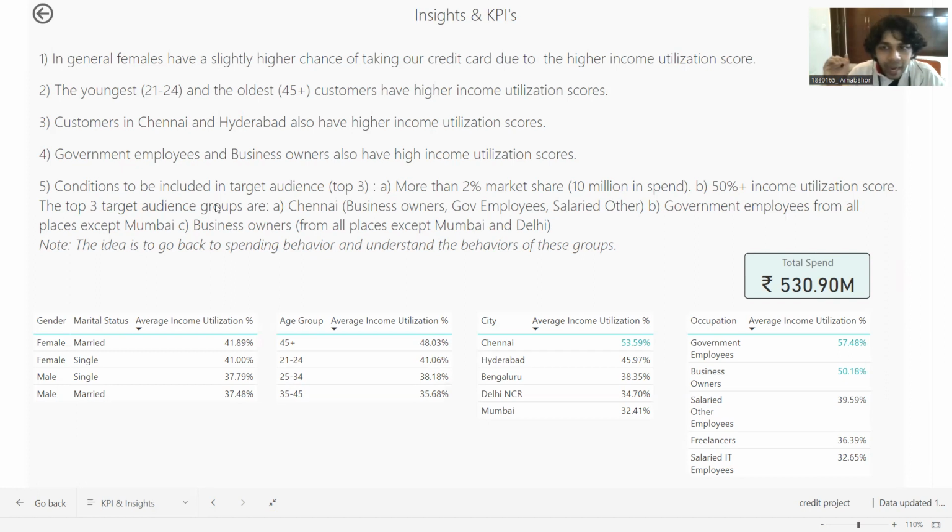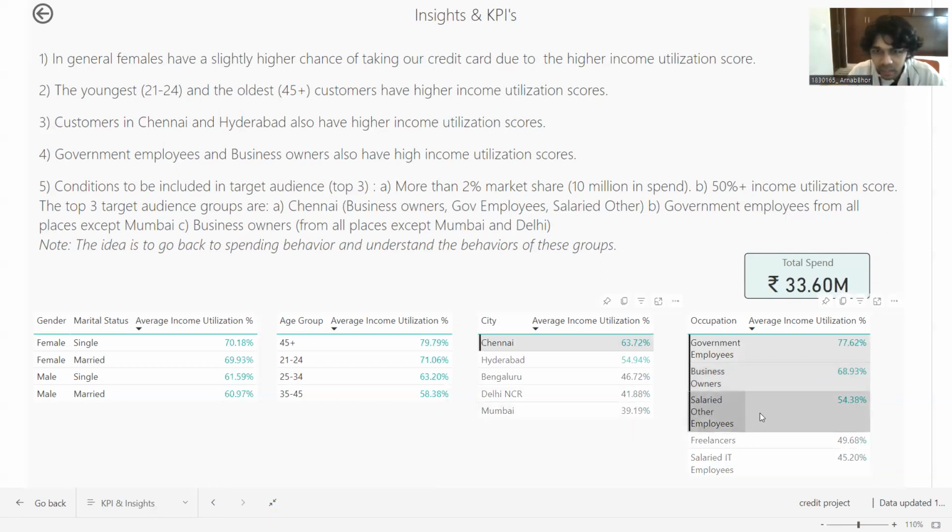Right. So according to that, my top three are, first, people belonging to Chennai who are either business owners, government employees, or other salaried employees. If I click here, you can see that these three, government employees, business owner, and other salaried, have the highest income utilization scores. When I filter as per Chennai, government employees, business owner, and salaried other employees, you can very clearly see that everything becomes green in the other categories as well.